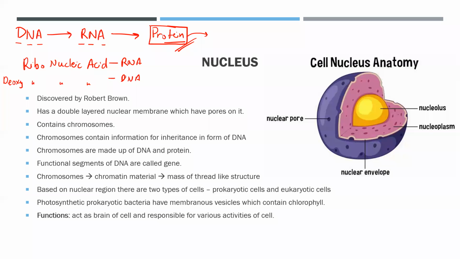But this protein, ये protein को ultimately कौन बना रहा है? DNA. And DNA is present inside the nucleus. So that is why, who is the controlling center of the cell? Nucleus. Okay. So this is how we say that nucleus is acting as the brain of the cell.